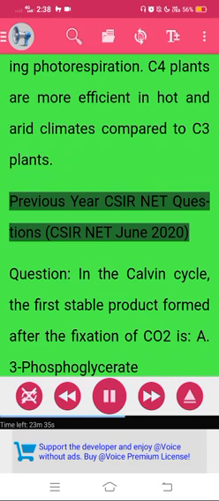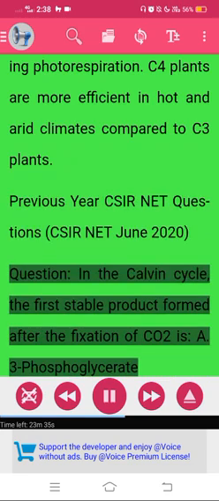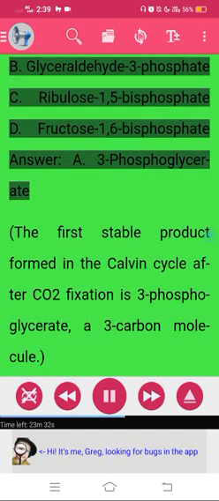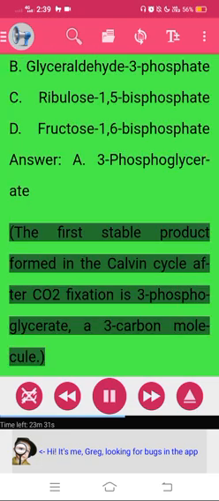Previous year CSIR NET questions. CSIR NET June 2020. Question: In the Calvin cycle, the first stable product formed after the fixation of CO2 is: A, 3-phosphoglycerate; B, glyceraldehyde 3-phosphate; C, ribulose 1,5-bisphosphate; D, fructose 1,6-bisphosphate. Answer: A, 3-phosphoglycerate. The first stable product formed in the Calvin cycle after CO2 fixation is 3-phosphoglycerate, a 3-carbon molecule.